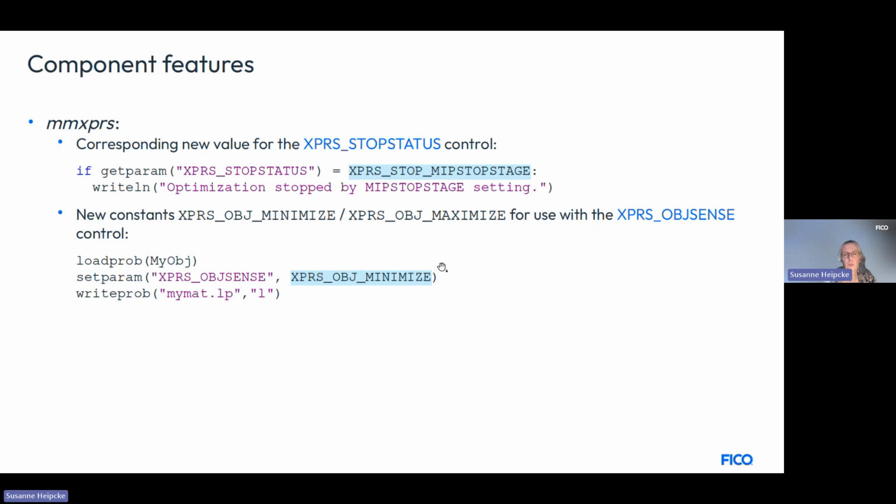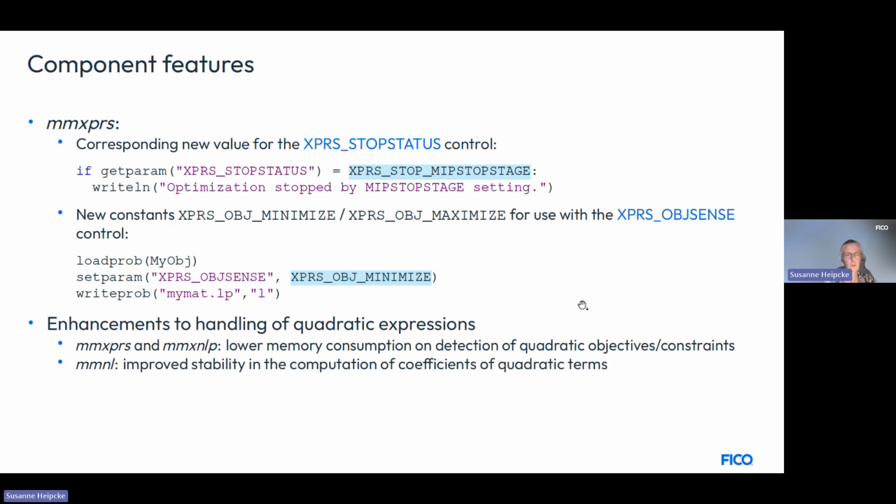While at it, we have added a couple of other constants. So here for the objective sense definition, this was previously just numbers. We have also worked on a couple of other specific cases, in particular handling of quadratic expressions. So here, actually a lower memory consumption, if we detect quadratic objectives or constraints as opposed to just handling them as general nonlinear expressions.